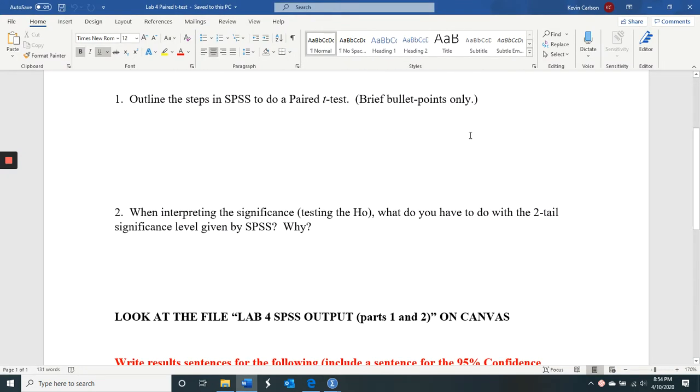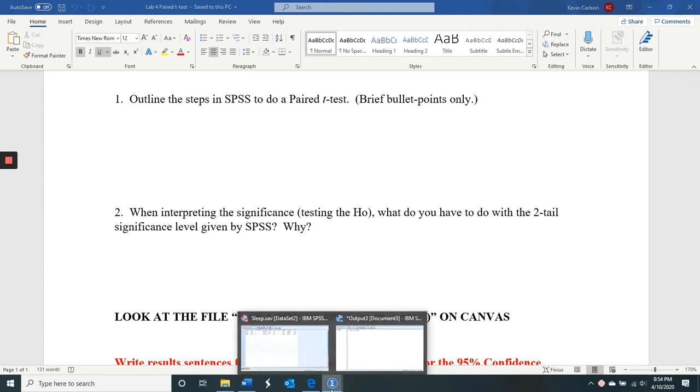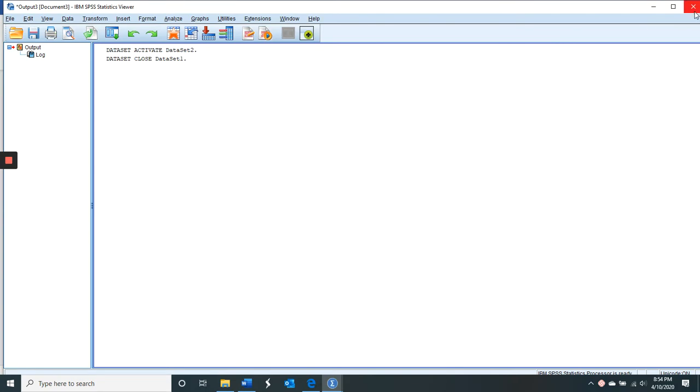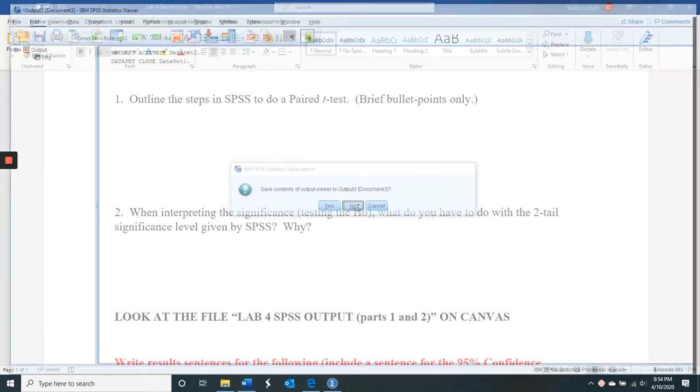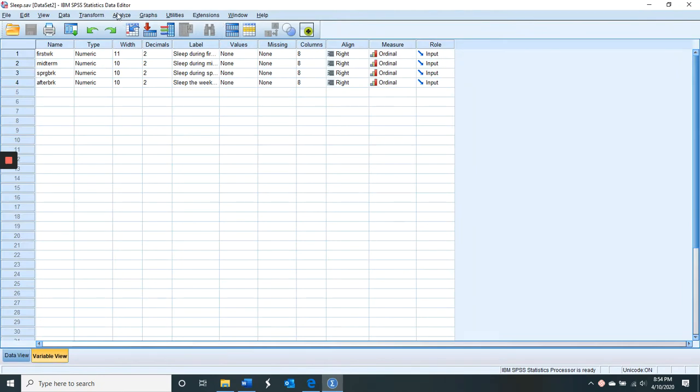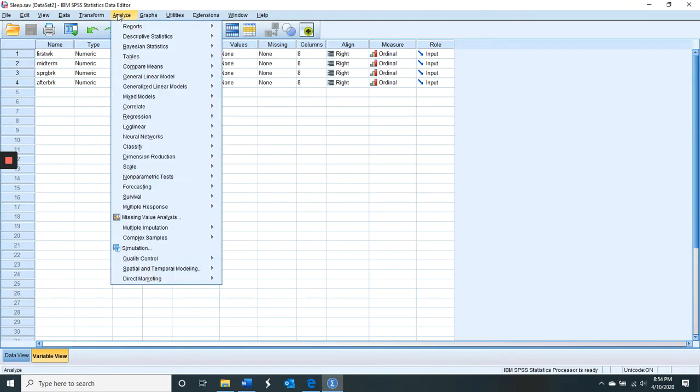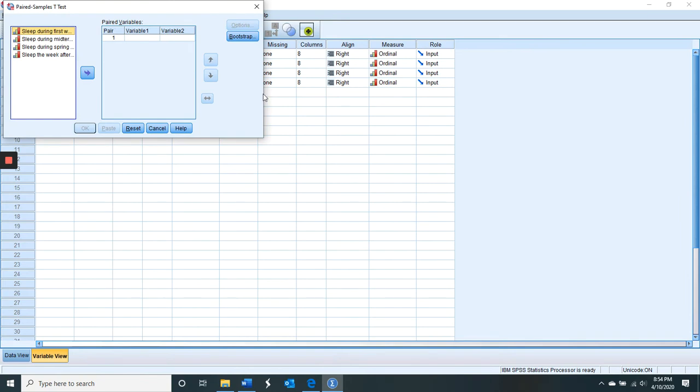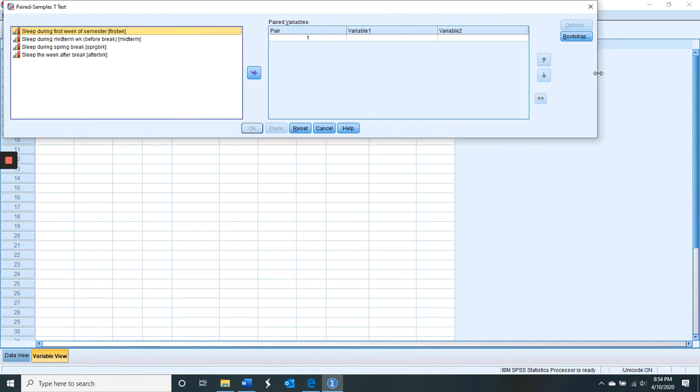And so the first question is always going to be outline the steps in SPSS to do the thing. The thing in this case is the paired t-test. Let me close this output. Just do bullet points: bullet point Analyze, bullet point Compare Means, bullet point Paired-Samples T Test. And this one's really pretty easy. This is a lot easier than the independent t-test, I think.